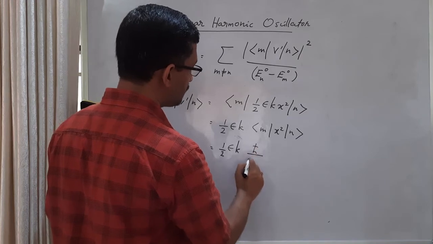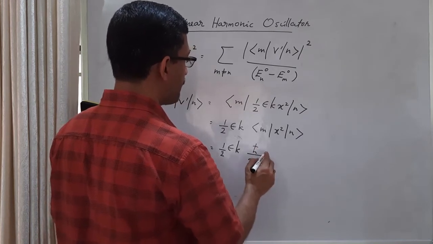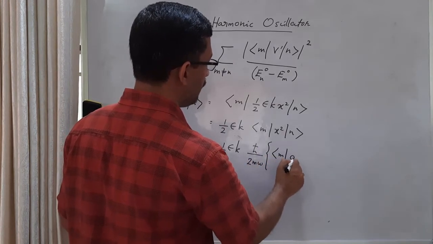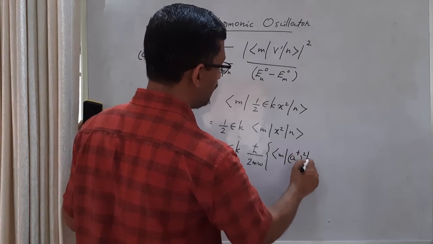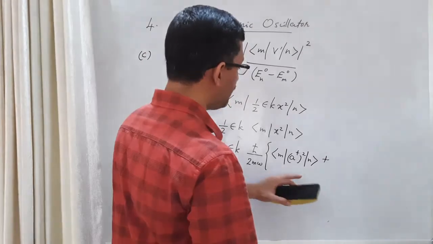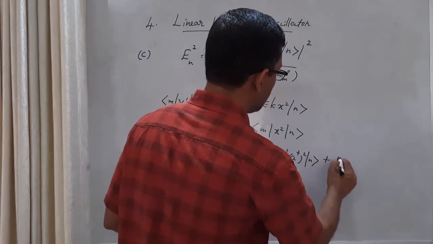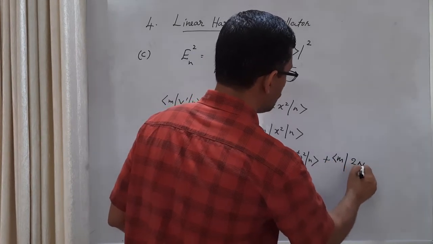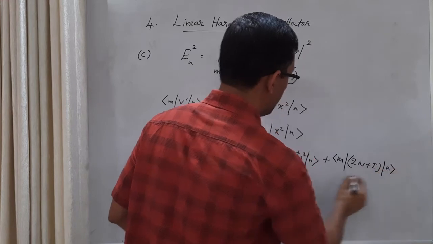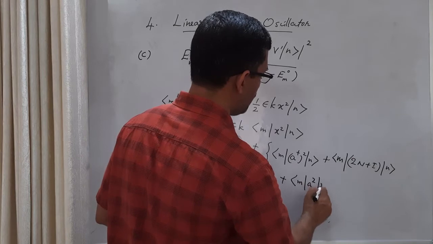We have done this in the last class. In the last calculation, it is h cross by 2m omega. <m|a dagger square|n>. There will be three terms, right? <m|a dagger square|n>, then <m|(2n plus 1)|n>, then <m|a square|n>.